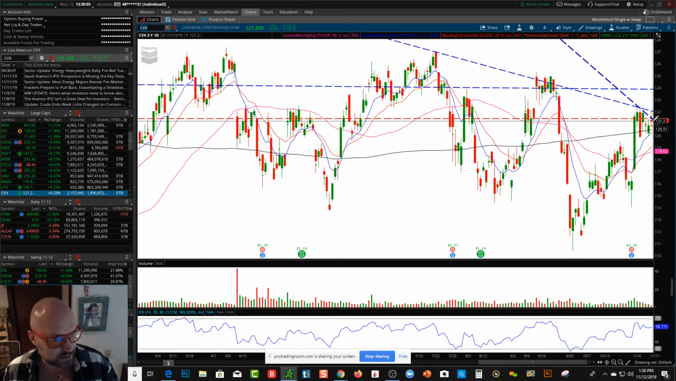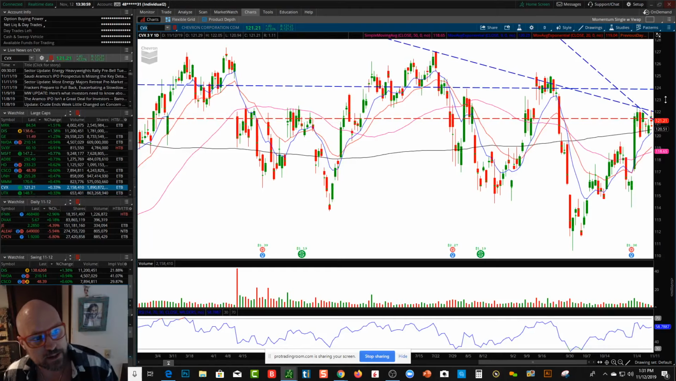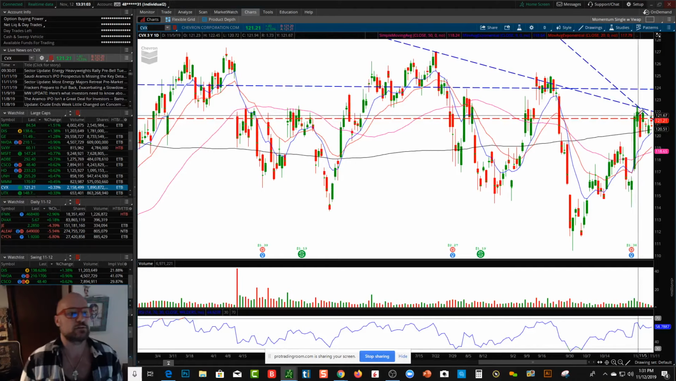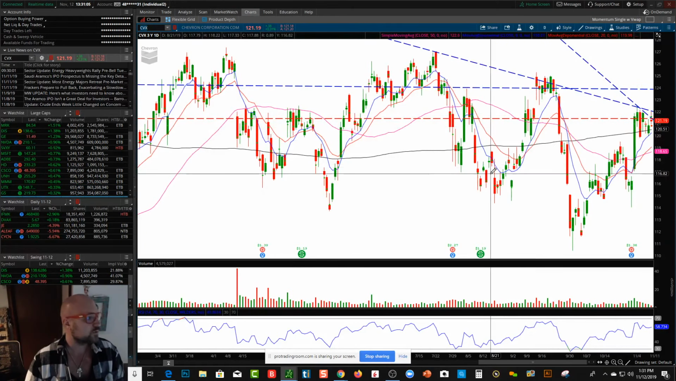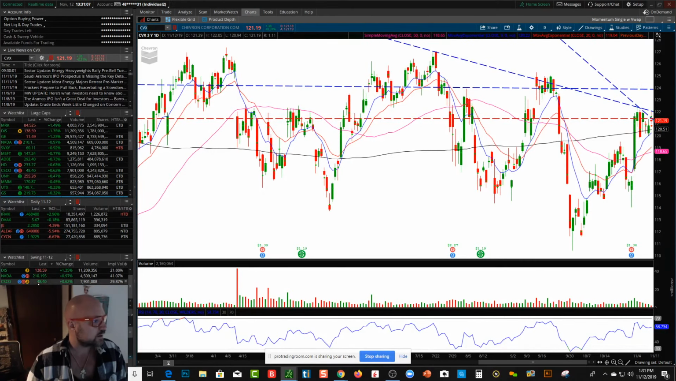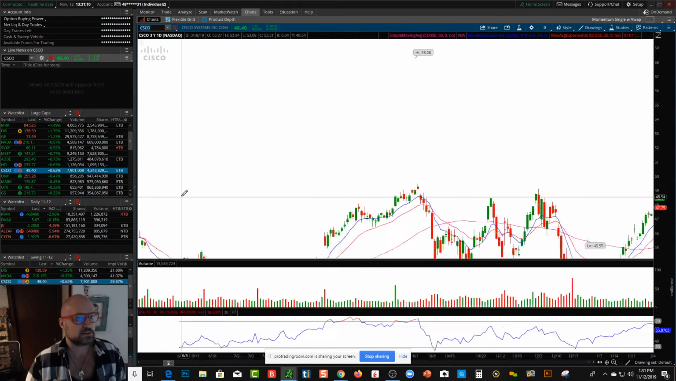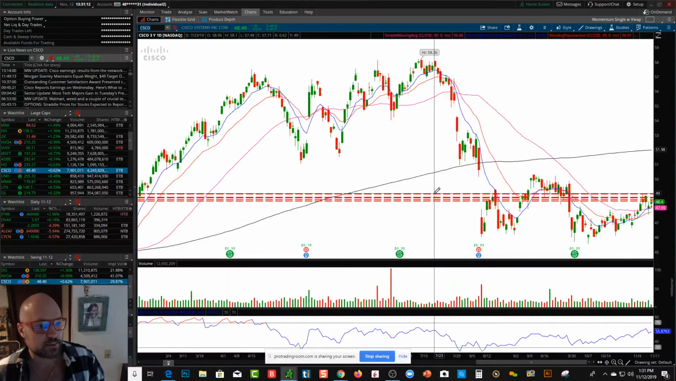Now you got to watch and see, that's the 5 SMA. Is it going to trade sideways and then eventually break out, or is it going to fail, come back down? It's caught right between the moving average lines. So that's for those two. Cisco and Nvidia were on the watch list. I had Cisco on, I think, a couple days ago.